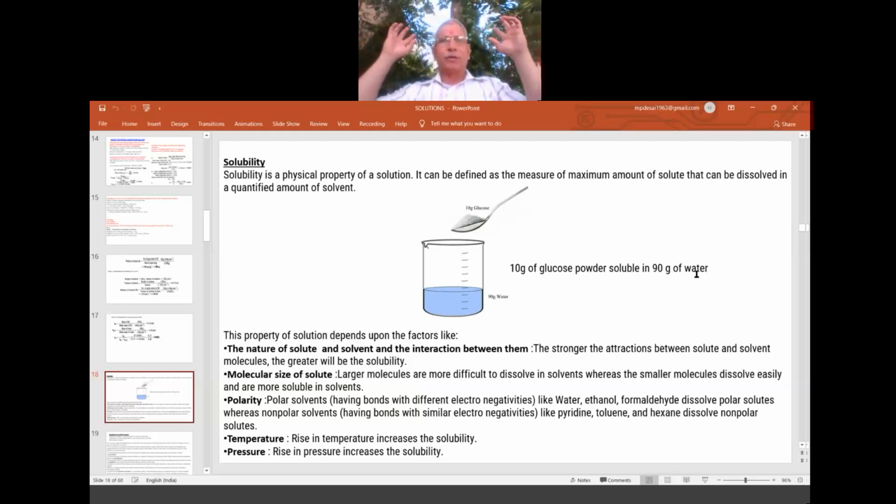It is okay. So polar molecules normally dissolve in water, because water is polar. Alcohol is also polar. So polar molecules will dissolve in polar solvents, and non-polar will dissolve in non-polar. Temperature: a rise in temperature increases the solubility.